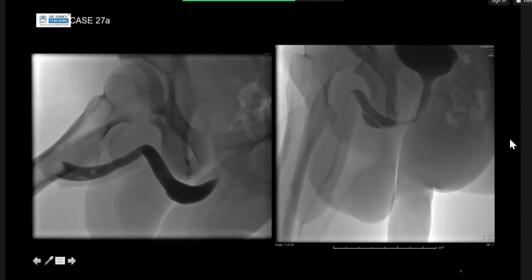This is a child that has had penile swelling and has had an ultrasound that shows abnormalities of the urethra. They've done a perineal ultrasound.